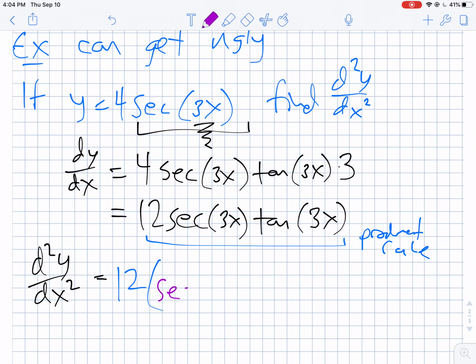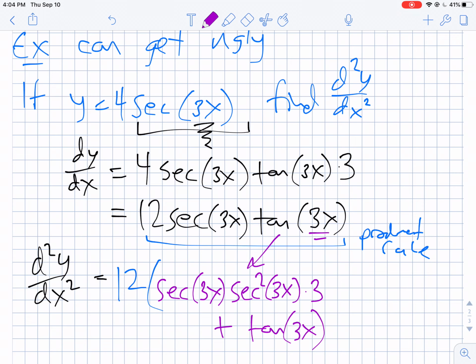So we have secant of 3x times the derivative of tangent 3x. So that's secant squared of 3x. And then by the chain rule, the derivative of 3x is 3. Plus, okay, and then tangent of 3x times the derivative of secant 3x. Well, we actually just found that a minute ago. That was secant of 3x times tangent of 3x times a 3 by the chain rule.